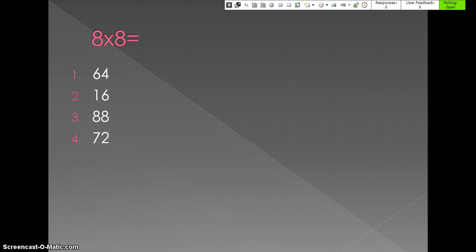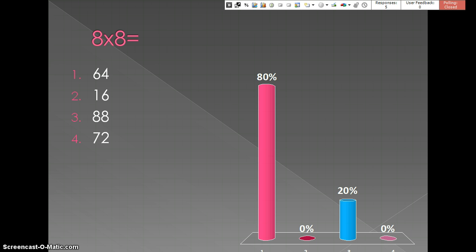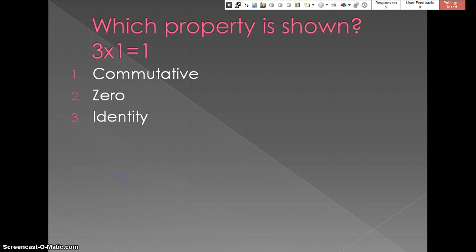All right, our next question, 8 times 8. Let's get our countdown started. And let's see how everyone did. All right, 80% of you chose 8 times 8 equals 64 as your answer. That was the majority, and you are correct. 8 times 8 is 64.